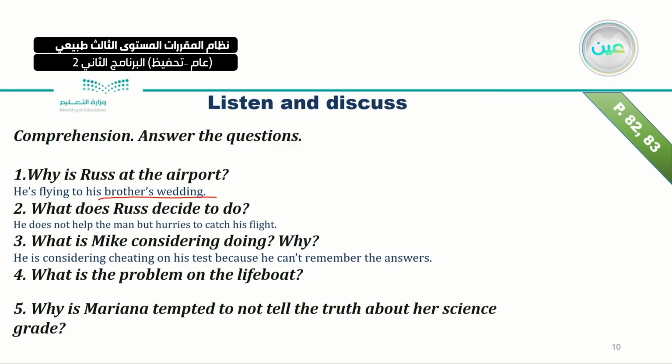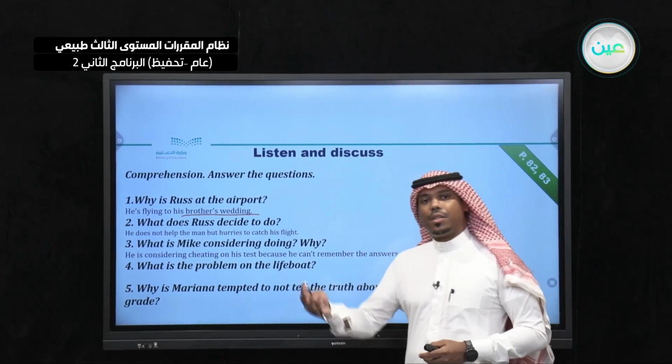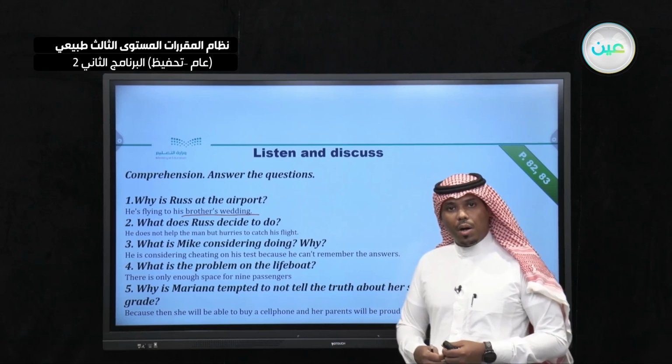4, what's the problem on the lifeboat? What happened here? Do you remember the captain, and as I said, the decisions that he made. There is only enough space for 9 passengers, not 10, only 9 passengers. And finally, number 5, why is Mariana tempted to not tell the truth about her science grade? We talked about this, because then she will be able to buy a cell phone and her parents will be proud of her.